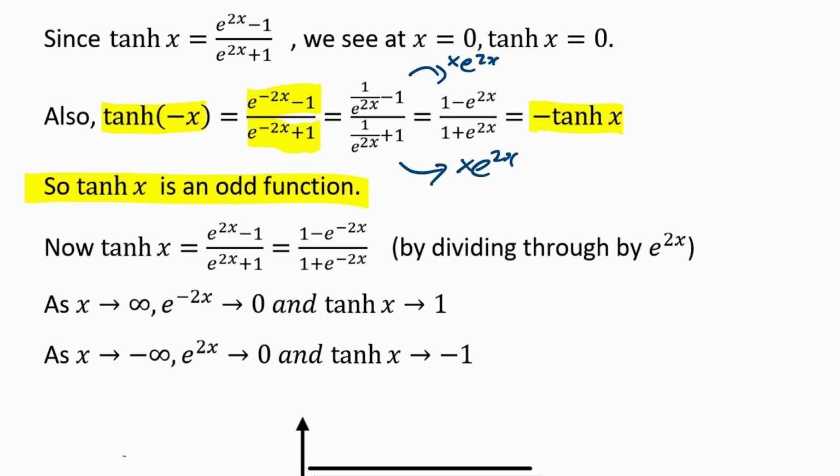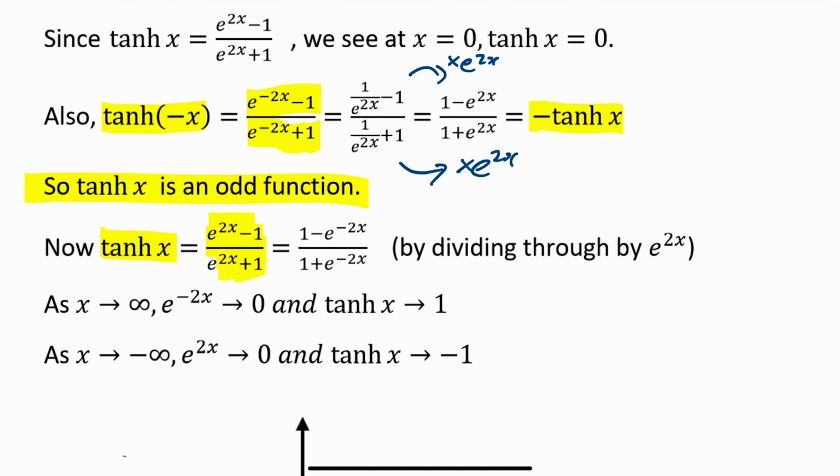Right, another way of looking at this, which I talked about earlier on, is that hyperbolic tan of x is equal to, from the basic definition, you can get to this one by dividing through by e to the 2x. Now it just makes it a wee bit easier for me to see. So as x tends to infinity, e to the minus 2x tends to 0. So that means hyperbolic tan of x tends to 1. The reason for that is you have 1 minus 0 over 1 plus 0, which is just 1 over 1, which is just 1.